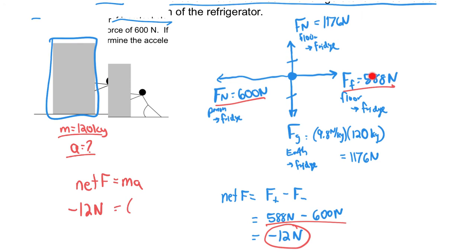I've got the mass of 120 kilograms, and all I need to do is figure out the acceleration. So when we divide, the acceleration is equal to, let me just double check here because it's early in the morning. Yep, it's equal to negative 0.1 meters per second.